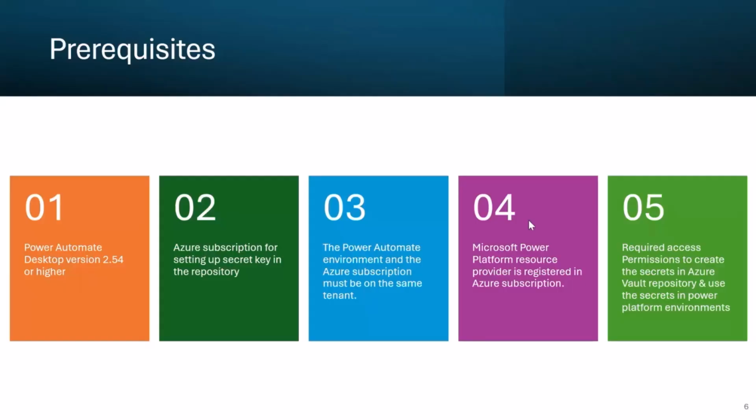The prerequisites for setting up Azure Key Vault credentials are: it is supported by desktop version 2.54 or higher. This feature was released in desktop version 2.54, so it will be available in higher versions. The Power Platform environment and the Azure subscription must be in the same tenant. Another prerequisite is that the Power Platform resource provider should be registered in the Azure subscription. I will show you when I demonstrate. The user should also have the required access permission to add secret keys to the Azure Key Vault repository and use those secrets in the Power Platform environment.